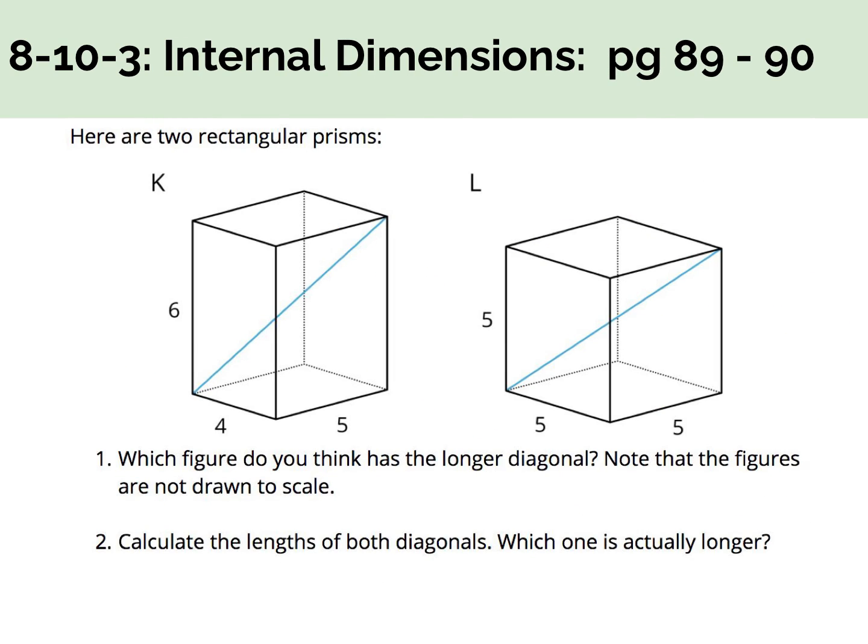All right, let's turn to page 89 through 90. And we have 2 rectangular prisms. So we have like cubes and that kind of stuff. Which figure do you think has the longest diagonal? Note that the figures are not drawn to scale, so notice the measurements that are actually on there. Then calculate the lengths of both diagonals. Okay, so go ahead and pause, answer that question, and then come back to me.